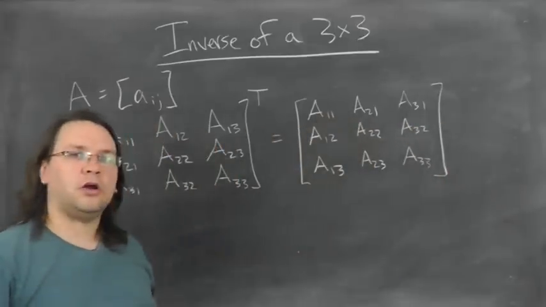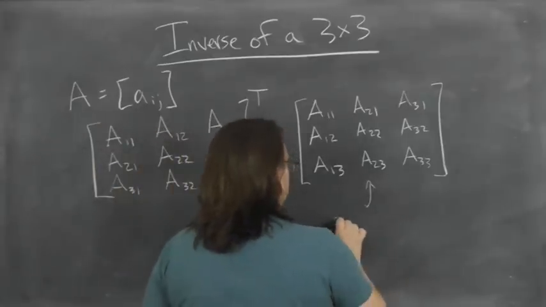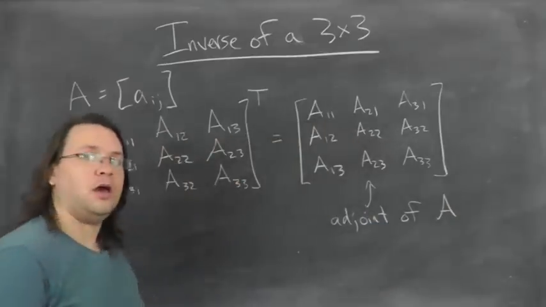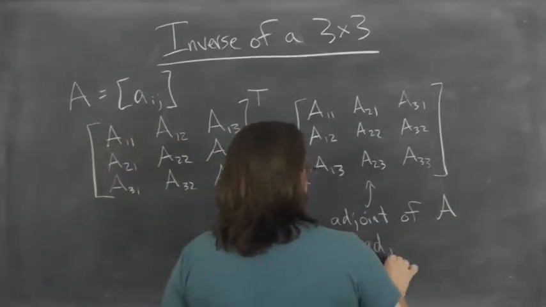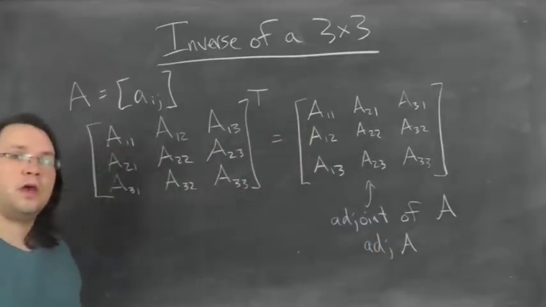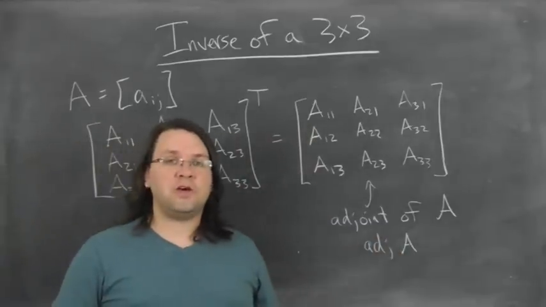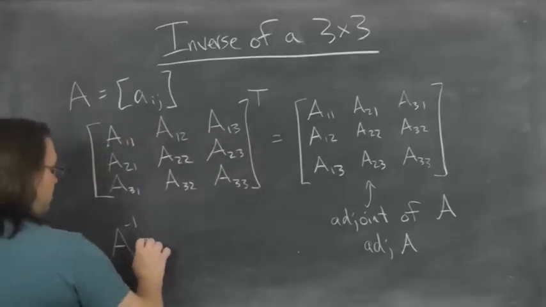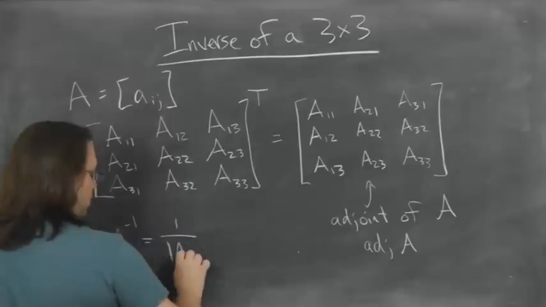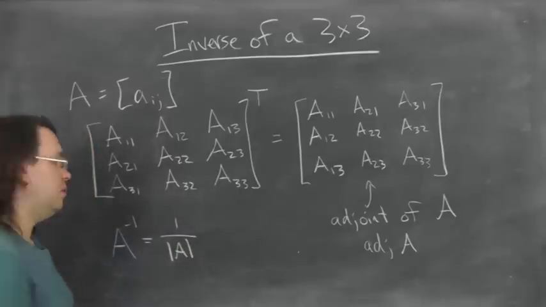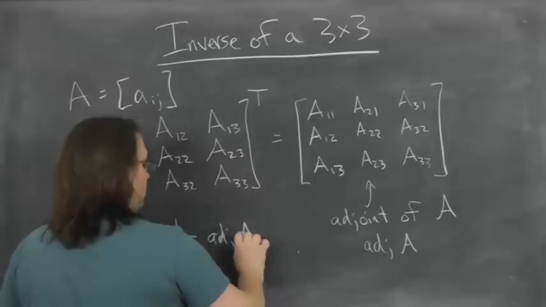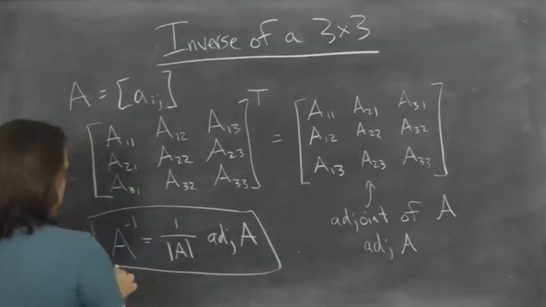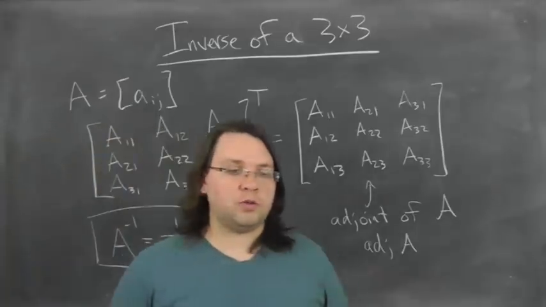This matrix here is called sometimes the adjoint of A, and we use some notation, adj A. And the adjoint of A is very nearly the inverse. The formula here is that A inverse is equal to 1 over the determinant times the adjoint of A. This is our formula for the inverse of a 3 by 3 matrix.